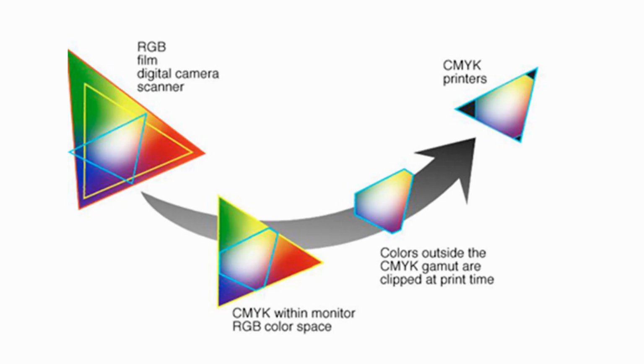This diagram explains what happens when you try and print a document that was created on the screen in RGB. The inside triangle represents the RGB gamut. The small blue triangle represents the CMYK gamut. The programs dump colors that they can't print and substitute the ones that they can. And then black is added to make the colors more vivid.